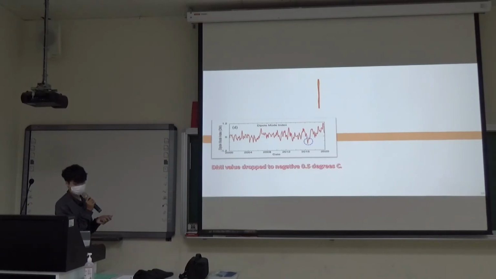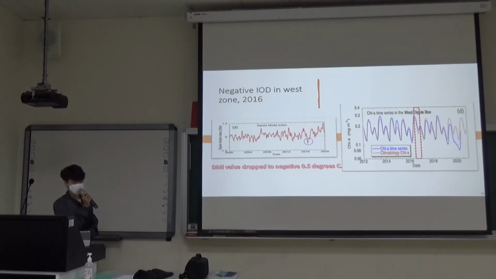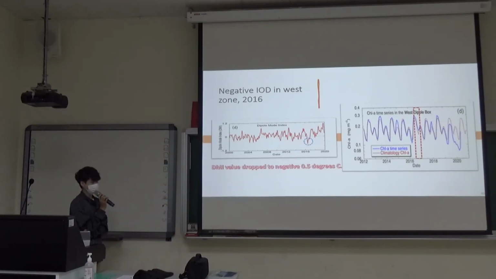Contrary to the positive IOD in 2019, as shown in the right-hand figure, it can be seen that the chlorophyll A accumulation in the western IOD region increased slightly in 2016. Compare the vertical velocity of seawater in 2016 and 2019. The dynamics were opposite to those in 2019, such as the weakening of upwelling in the East IOD area.